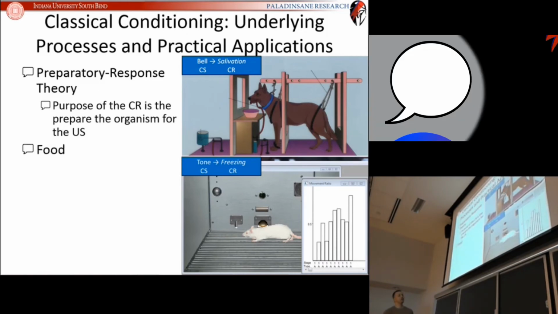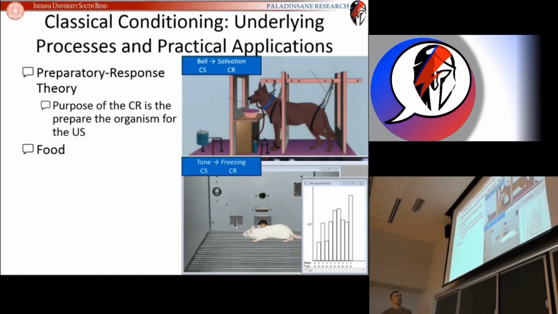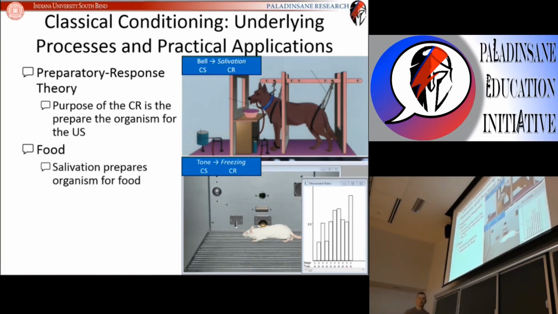So let's take a look at the case with the food. In the case of food, it's going to be the same because salivation prepares this organism for food. So when you put food into the dog's mouth, the dog starts salivating. You don't have to teach it to do that. That's just a natural occurrence. When it hears the bell and has learned that the bell is going to cause food to be presented, after conditioning, that conditioned stimulus of the bell will get the dog ready for food. And one way to get the dog ready for food is to start salivating. Get your mouth ready, you're about to get some food. So it helps it prepare for that unconditioned stimulus.